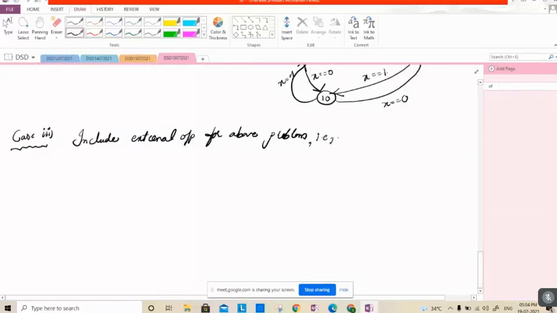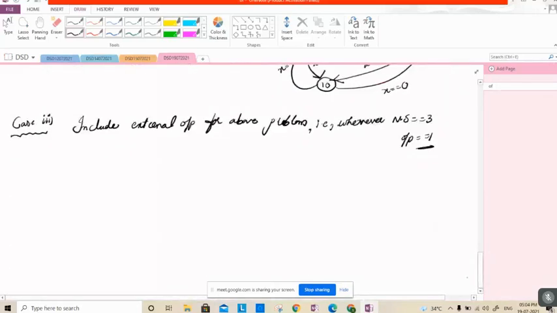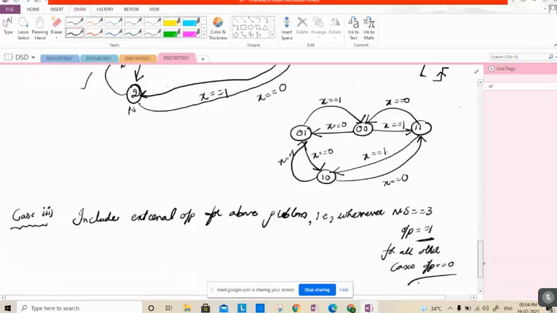That is, whenever my next state is equal to 3, the output must be equal to 1. Right, this is the condition. For all other cases, the output value is equal to 0.